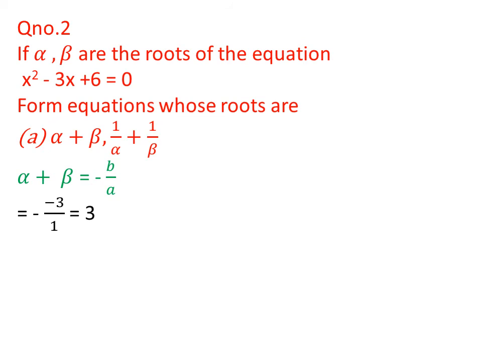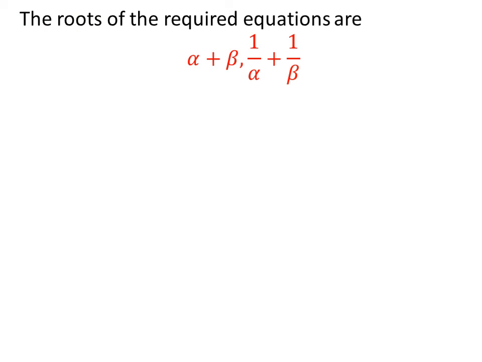And for finding the product, we will write alpha beta equal to c over a. The value of c is 6 and the value of a is 1. By putting these values, we can write 6 over 1, which is equal to 6. As the roots of the required equations are alpha plus beta and 1 over alpha plus 1 over beta.